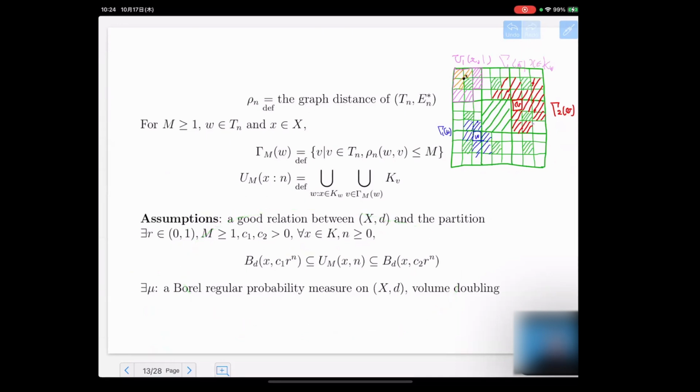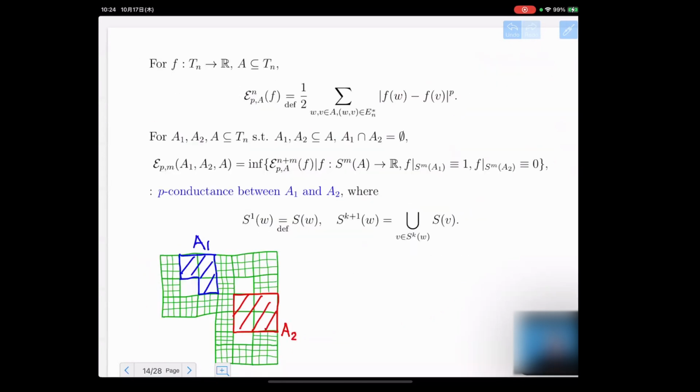So under this assumption, I will define the conductance. First, this is the discrete energy of a function f on Tn. So this is the nth level approximation of the space. And this is a kind of energy of a part A, where A is a subset of Tn. The discrete p energy of the function f on this part A is just, for every pair of vertices included in A, we sum up the difference between f(w) and f(b) to the power p, okay? So this is the p energy.